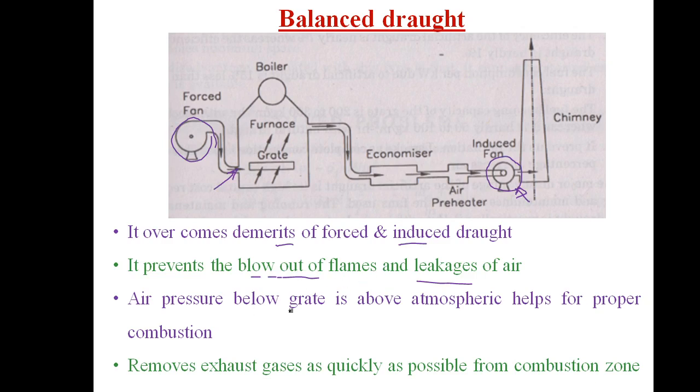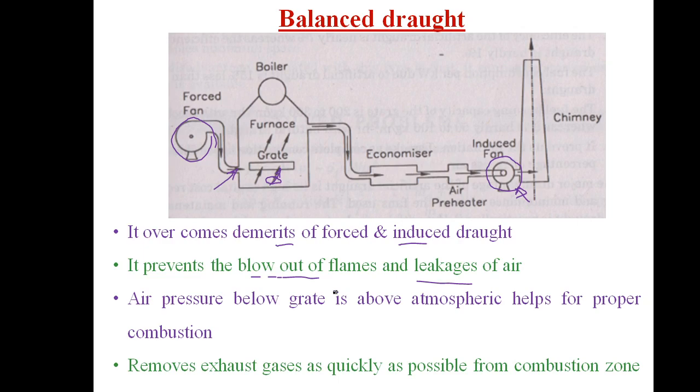Air pressure below the grate is above atmospheric pressure. So here pressure is above atmospheric pressure, and that creates sufficient flow of air, or uniform flow of air, into the combustion chamber, and proper combustion of fuel will take place. So this is one advantage, and it removes exhaust gases as quickly as possible from the combustion zone. So these are the advantages of balanced draught.